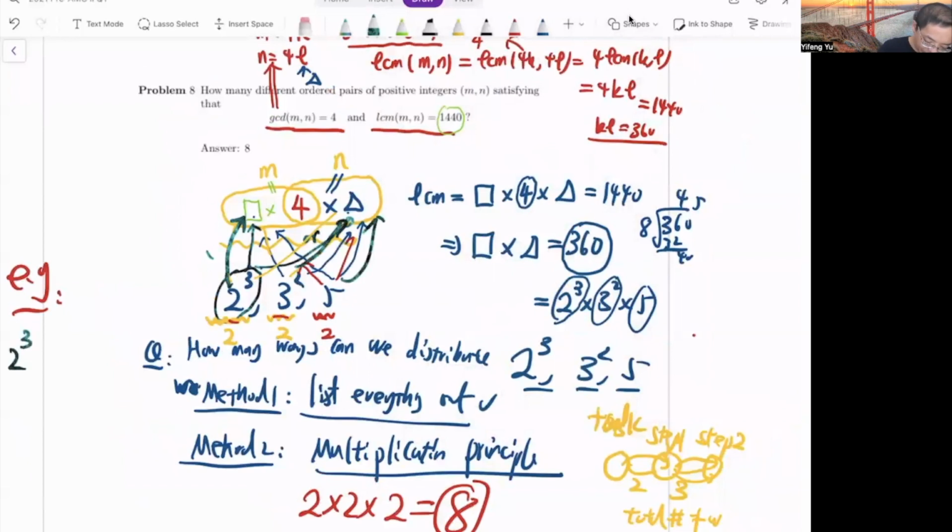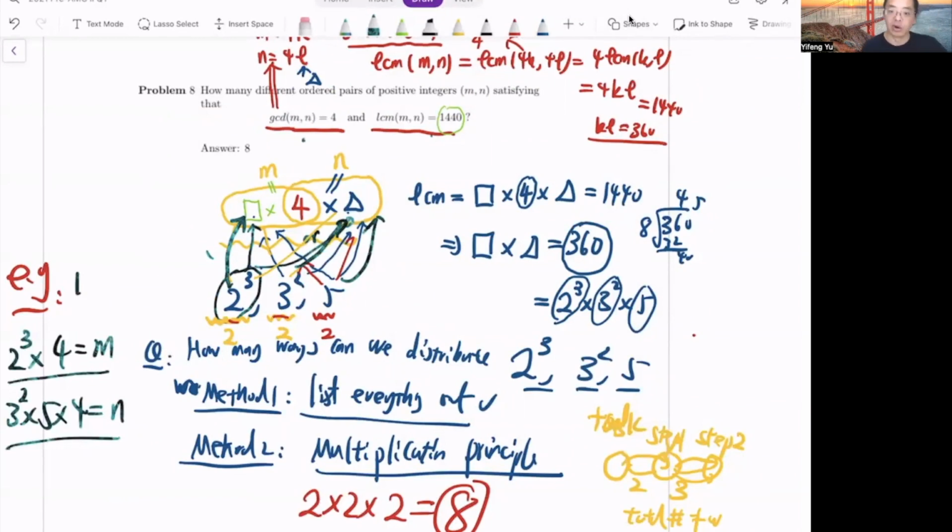So that ends up with 8 times 4. This will be my n, and the other one will be 3 squared times 5 times 4. This will be my n. So this is one example. You can check the GCD is 4 and the LCM is 1,440.